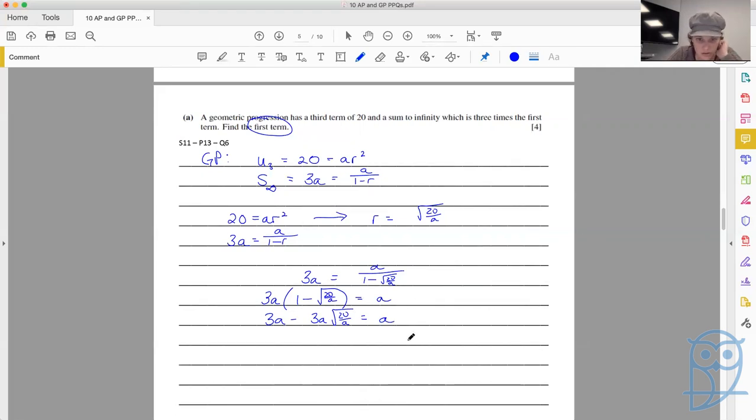Wowzers. Okay, we're going to need to square both sides to get rid of this square. So remember, when you're going to square, square sides, not terms. So this is then going to give us 3 times 3 is 9a squared minus 3a.